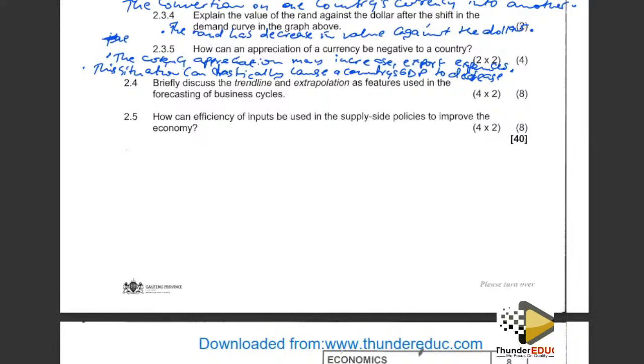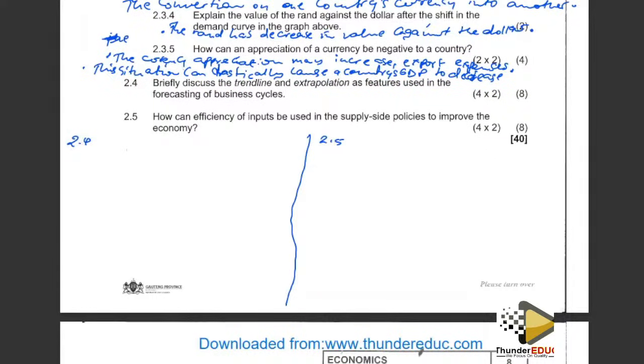So now let's move on to the long questions. We have question 2.4. It says, briefly discuss the trend line and extrapolation as features used in the forecasting of the business cycle. Okay, right, grade 12. So now let's check here. What do we mean by the trend line? What do we mean by extrapolation? What do we mean by forecasting?